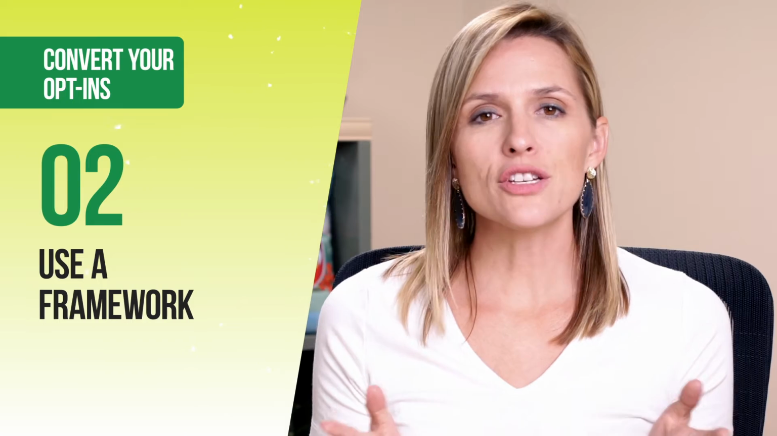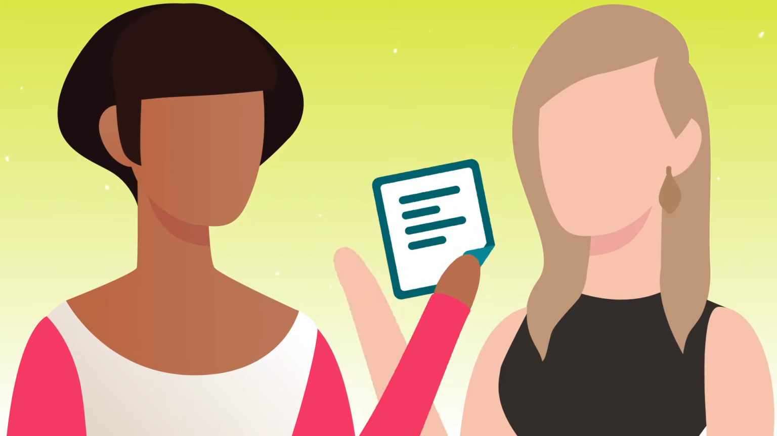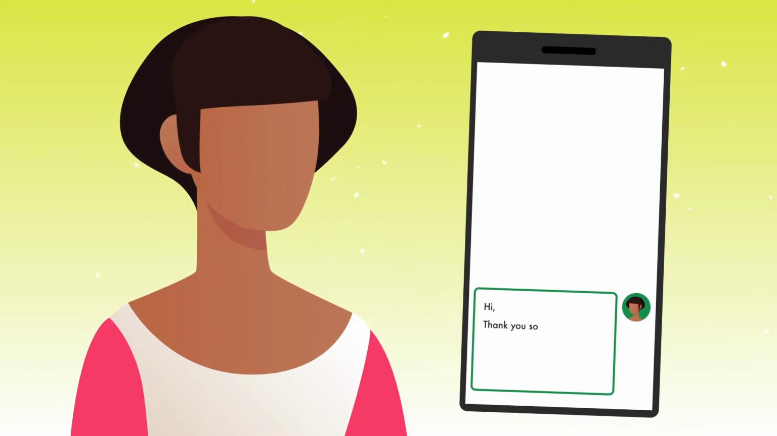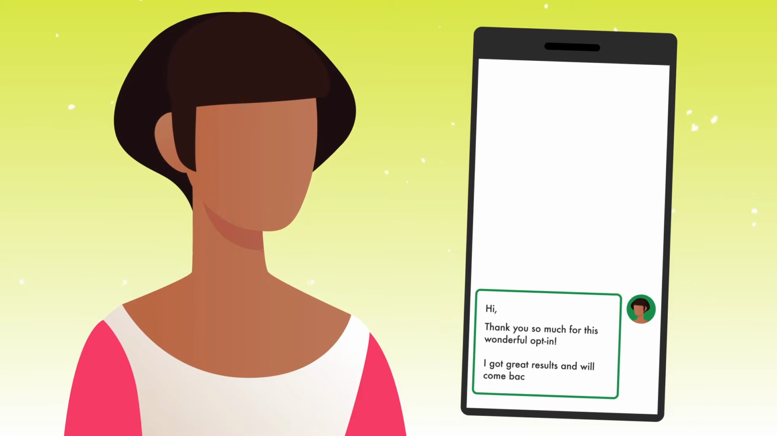Number 2, make sure you're using a framework. A lot of times we think we just want to give more content because isn't more better, but it's not. A lot of times more is just more. You want to help them get a result as fast as possible. Use a framework that shows them the exact steps to get from point A to B as quickly as possible. They'll thank you by sharing online how wonderful your opt-in was and what great results they got.